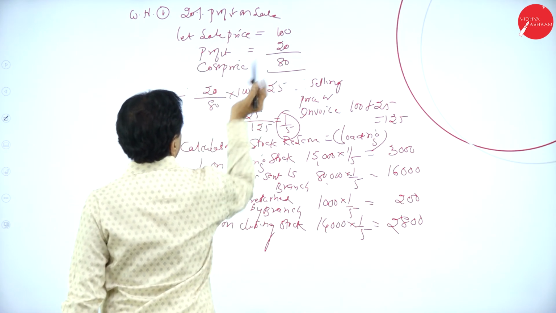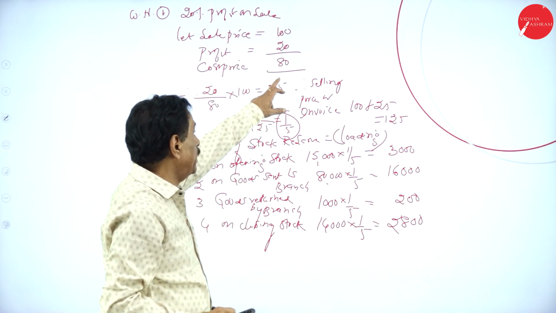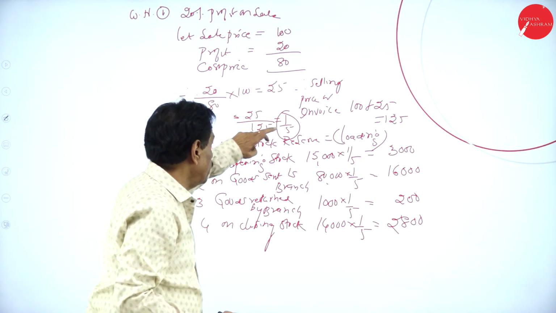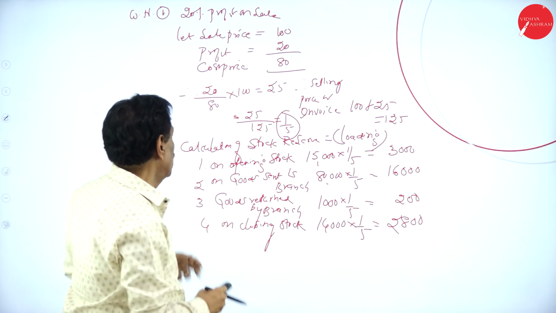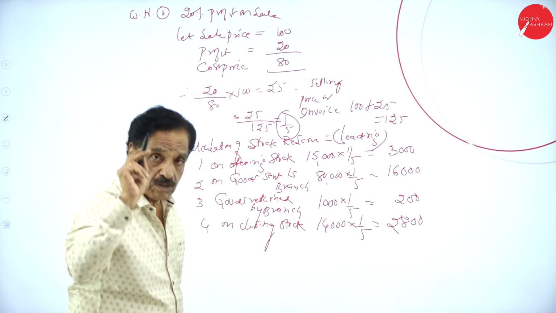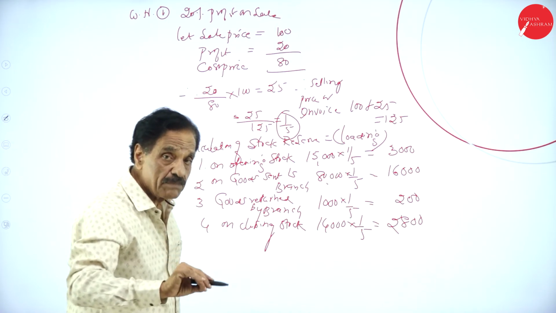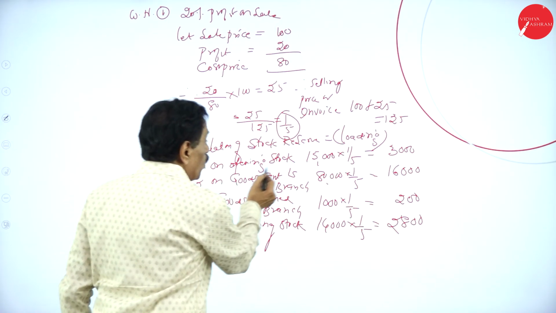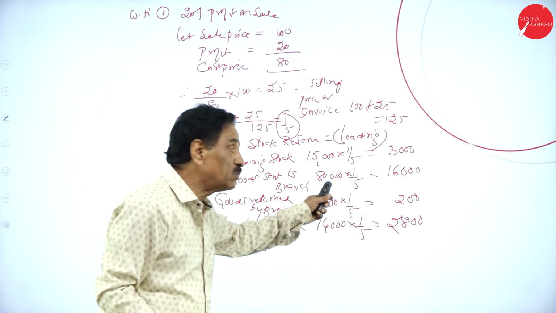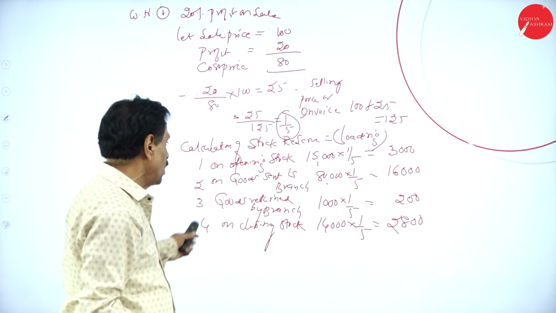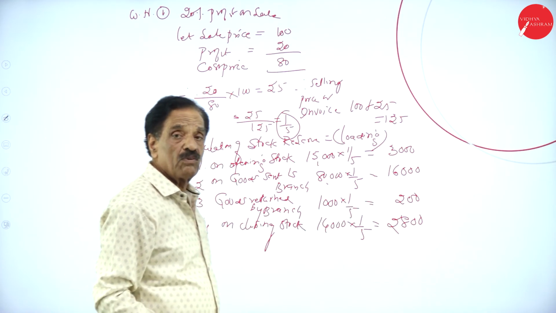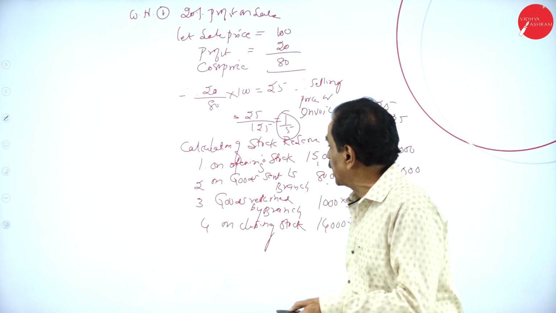Here, let the selling price be 100. Profit is 20. Cost is 80. 20 by 80 is 25 percent. So you have to calculate the stock reserve: one on opening stock, one on goods sent to branch, one on goods returned by the branch, one on closing stock. On opening 15,000 into 1 by 5 is 3,000. Goods sent to branch 80,000 into 1 by 5 is 16,000. Goods returned by the branch 1,000 into 1 by 5 is 200. Closing stock 14,000 into 1 by 5 is 2,800.